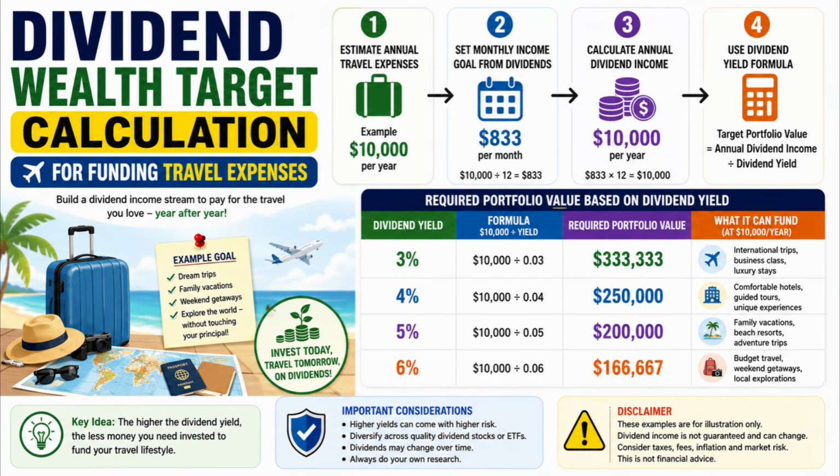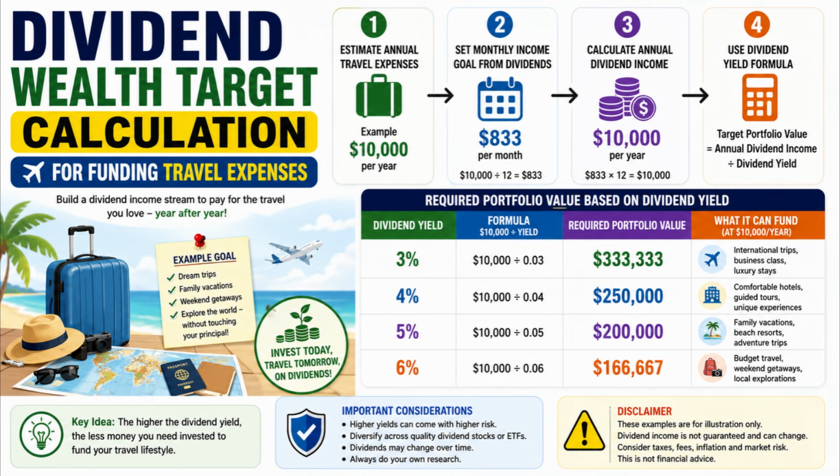In this case, the annual dividend income goal is $10,000, so we divide $10,000 by different dividend yields to estimate the required investment amount. For example, if the dividend yield is 3%, then $10,000 divided by 0.03 equals about $333,333. This could help fund bigger travel goals such as international trips, business class flights, or luxury stays. Similarly, if the dividend yield is 4%, then $10,000 divided by 0.04 equals $250,000, which may support comfortable hotels, guided tours, and unique travel experiences.